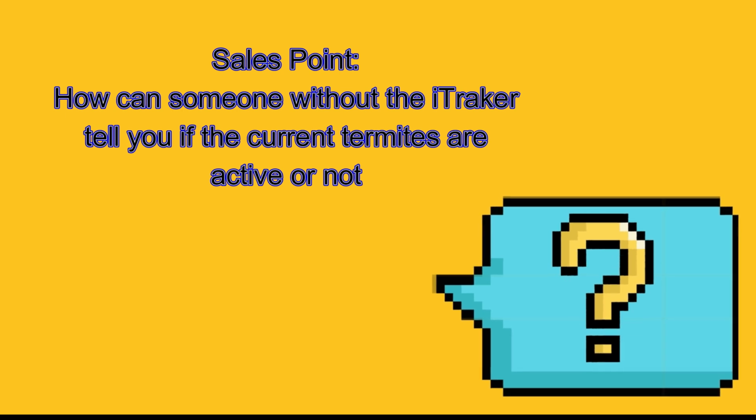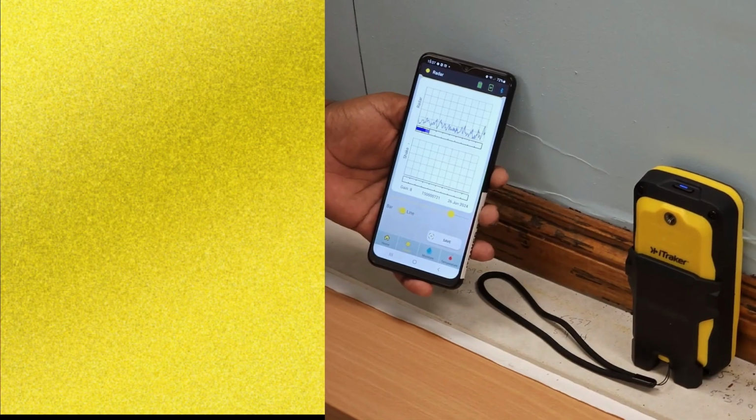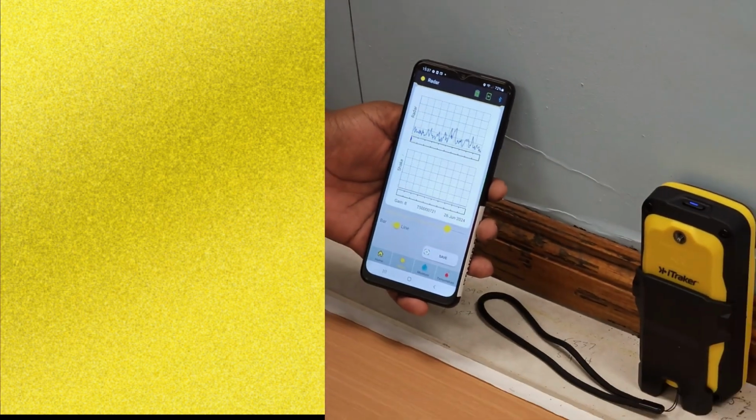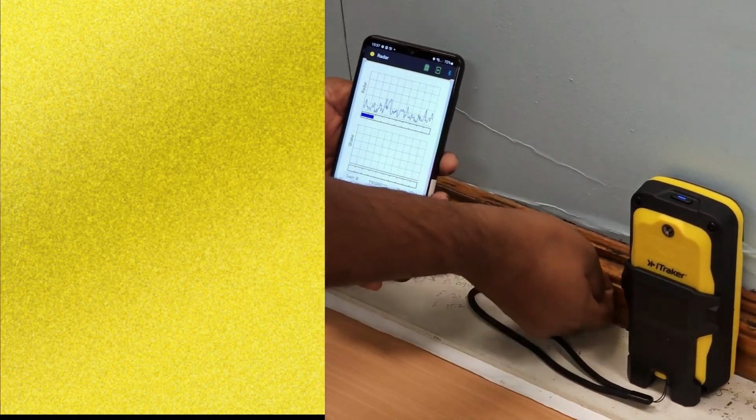That's where the Termatrac comes in. We can put the Termatrac radar system on an area like that. We can detect the movement. That makes it a much easier sale. And imagine yourself doing this.